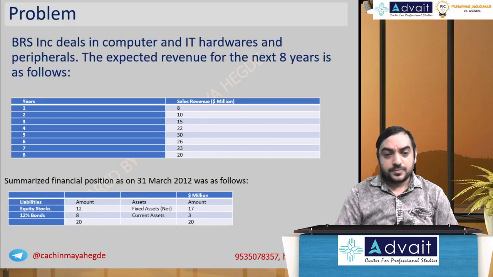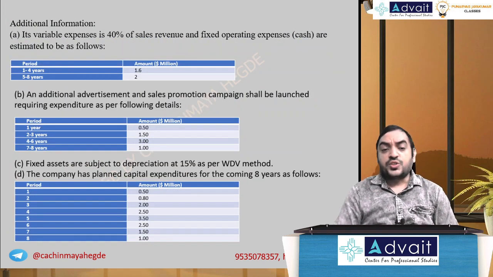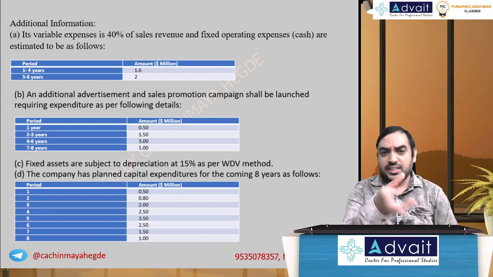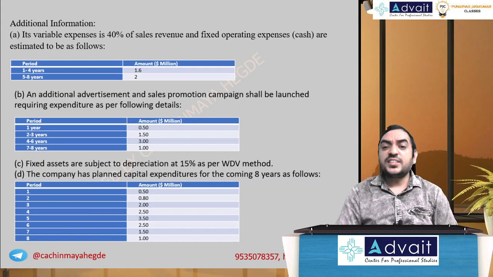Additional information. Its variable expense is 40% of sales revenue and fixed operating expenses are estimated to be as follows. So variable expense is 40% of sales revenue. Sales revenue they have given every year separately, and 40% of that becomes our variable expense. Fixed expense they have given separately, and these are fixed operating cash estimations.